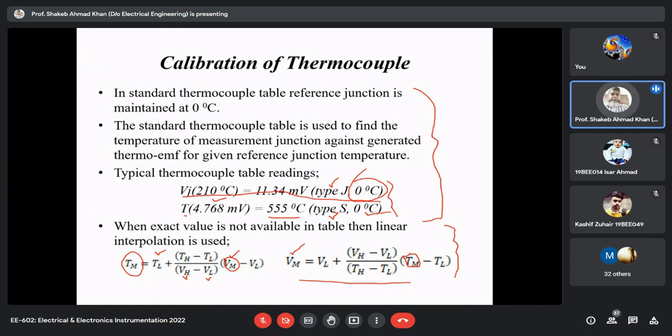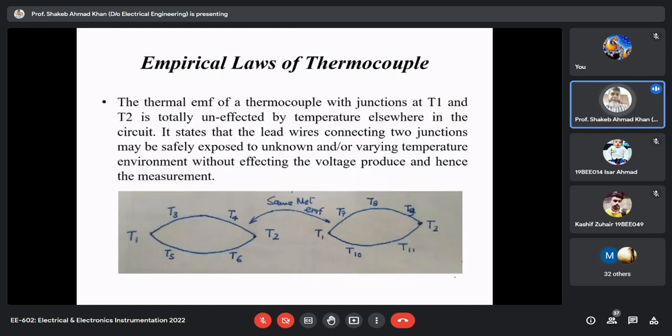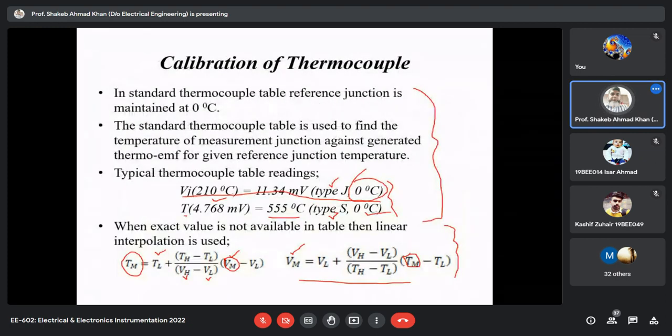Another question someone raised: if we are not able to maintain the reference junction at 0 degrees Celsius, then what should we do? That is a pertinent issue, and it is addressed only after knowing these laws. There are 4 or 5 laws. They are very interesting, and every law has its own significance for the use of the thermocouple as a temperature sensor. We'll discuss all these things.